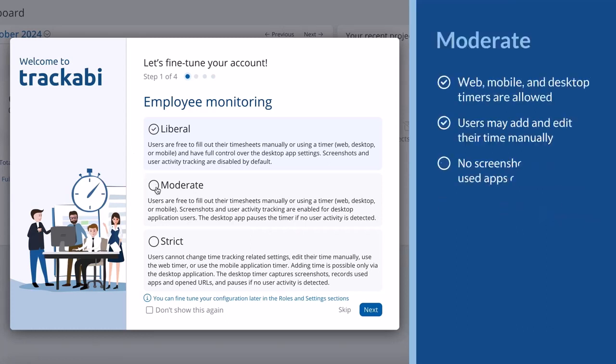The moderate level enables user monitoring in the desktop timer application. However, users may still use the web timer and add or edit their time entries manually. You can use this level if you don't want to enforce monitoring, but maybe you want to encourage people with some perks to use the desktop app with monitoring enabled.